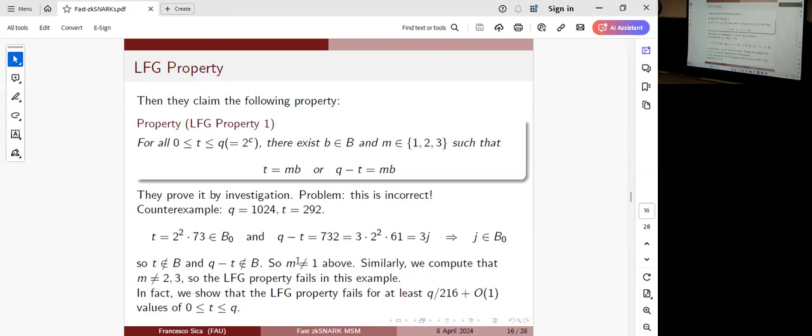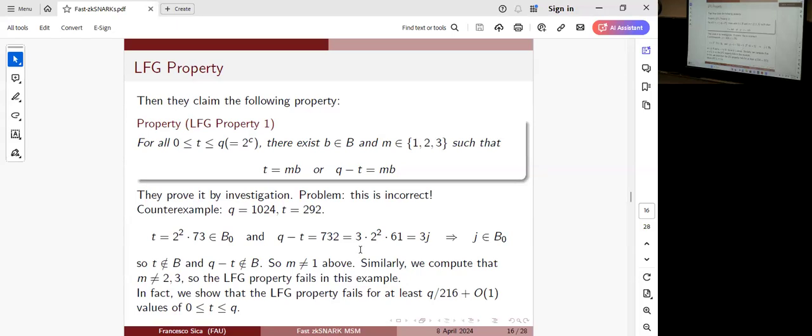Okay, so this means that in this property, n cannot be 1. Then you check that also in this case, as an exercise, n cannot be 2, n cannot be 3. So it's easy to see. And in fact, what we found is that this property 1 in fact fails in all cases for all q's. It fails for a positive proportion of q. So q, at least q over 216 plus big O of 1 values of t in this range. So they basically remove too many elements from the bucket.